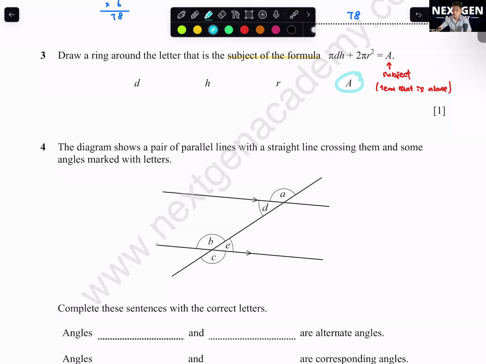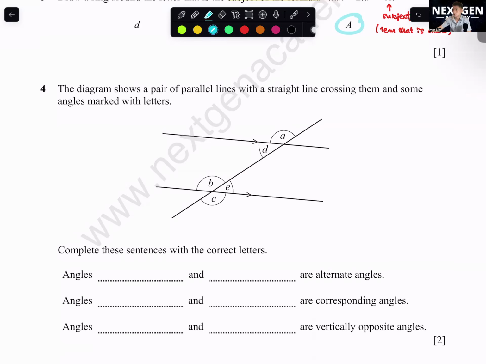Any questions so far? Number 4. The diagram shows a pair of parallel lines with a straight line crossing them and some angles marked with letters. Complete these sentences with the correct letters. We have gone through this topic before. Which two angles are alternate? Alternate is a Z shape, right? So here and here, they are the same.